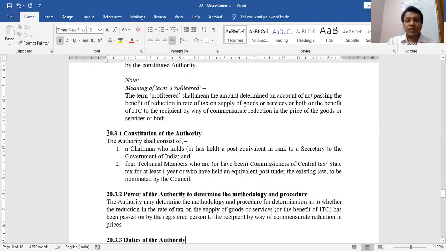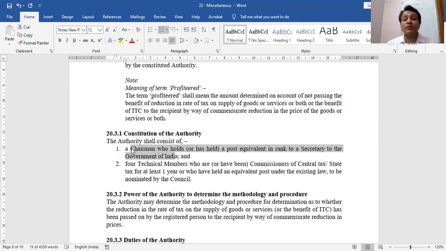So next concept, which authority was that? NAPA, the National Anti-Profiteering Authority. So how is it constituted, or who will be the members of this authority? The chairman, who must be equivalent to the secretary to the government. Secretary to the government is a very senior post, normally held by a senior bureaucrat and IAS officer.